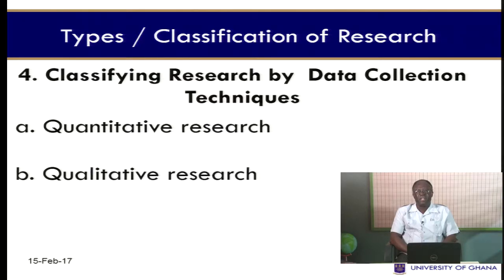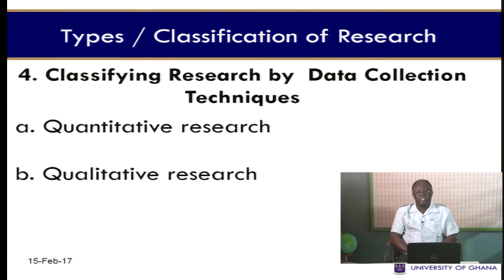Next, we classify research by data collection techniques, and under this classification, we have quantitative research and qualitative research. We shall come to learn more about these types of research during the course of our studies. But let me say that the main quantitative techniques include experiments, surveys, and correlational studies. And examples of the major qualitative techniques are ethnography, case study, and phenomenology.